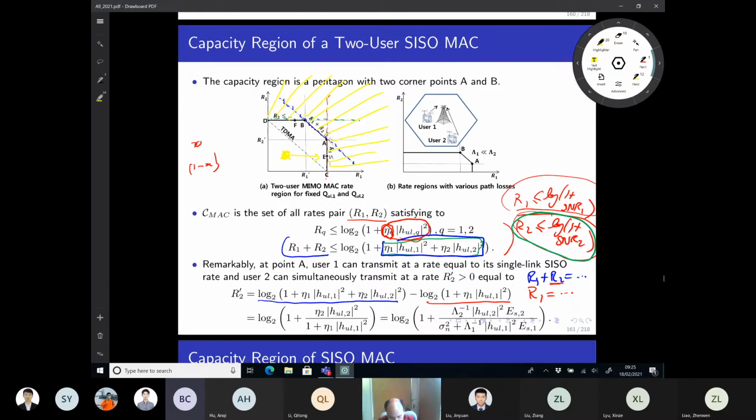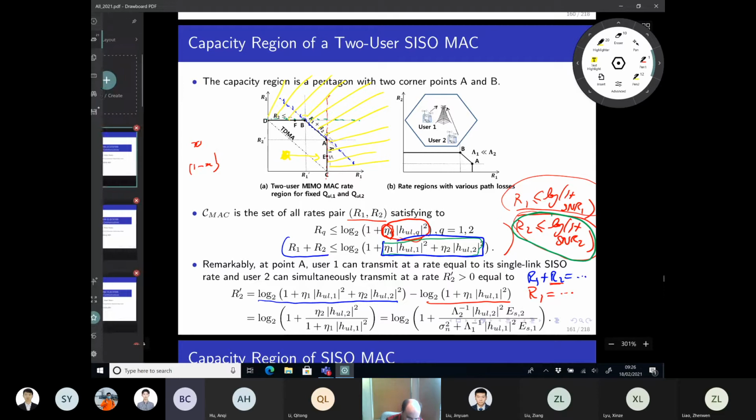Okay, so what do you see here? When you do the difference of those two, you end up with this relationship: log 2 of 1 plus the SNR of user 2 divided by 1 plus the SNR of user 1. Or in other words, if you expand them equivalently, this will be the channel strength multiplied by the power of user 2 divided by the noise power plus the signal power of user 1. So this is actually a SINR expression. This is the SINR that you observe at the receiver when you decode user 2 signal and you treat user 1 signal as noise. Okay, so here that point A will be achieved.